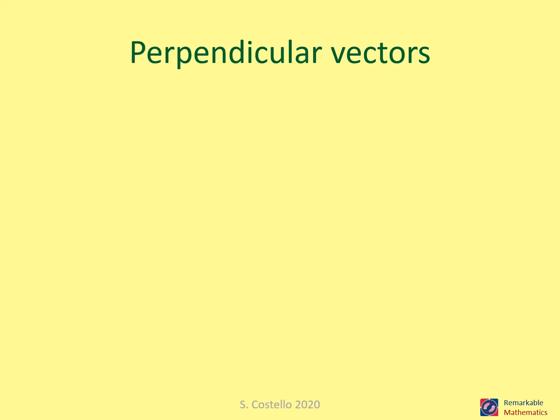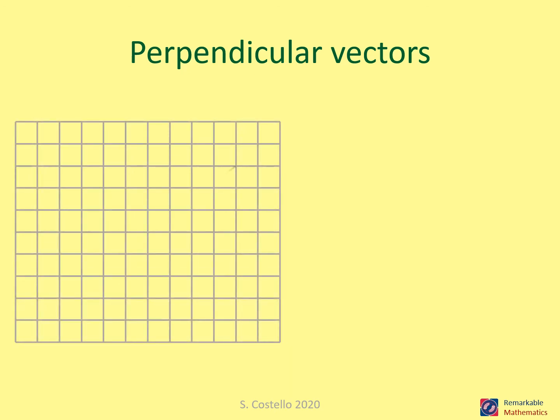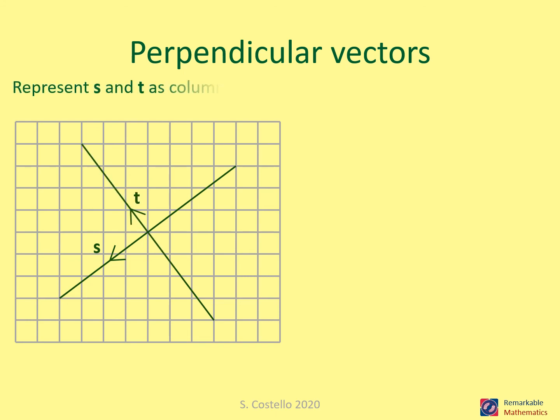Perpendicular vectors. Represent S and T as column vectors and find their gradients. So I'll quickly do that. Hopefully this is what you should have.